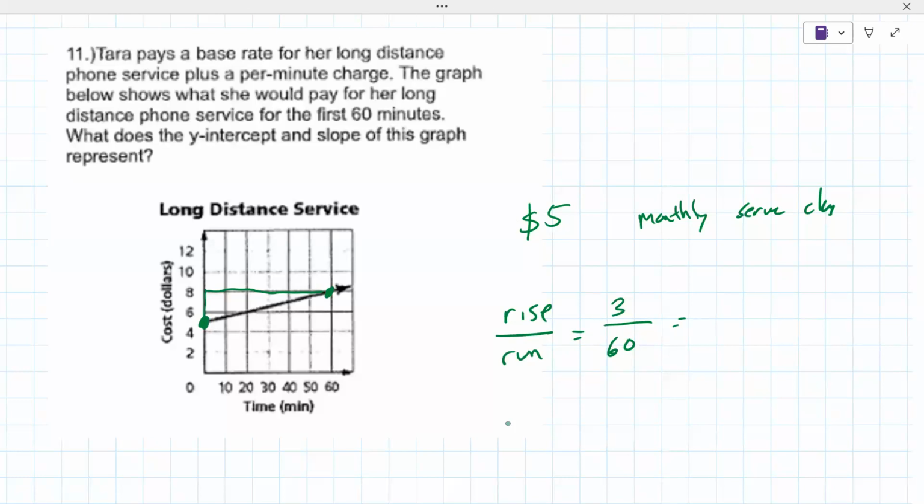It goes up 50 cents, yeah, that's true. It does go up 50 cents for 10 minutes, but we want it in dollars per minute. It's not 3/60 because that's not simplified. It's $1 every 20 minutes. Yeah. So it'd be one over 20. All right, good.